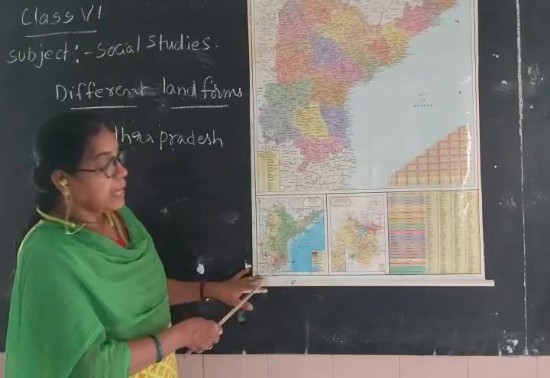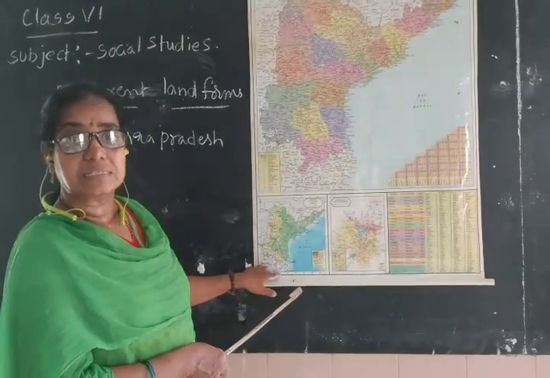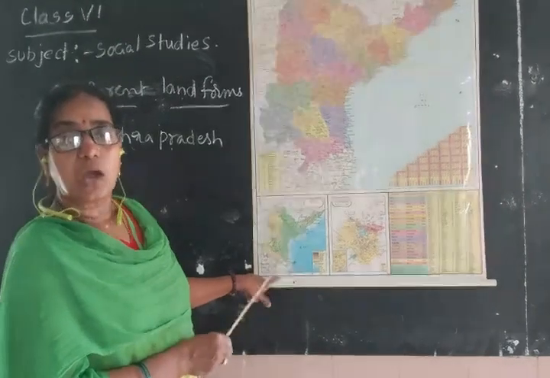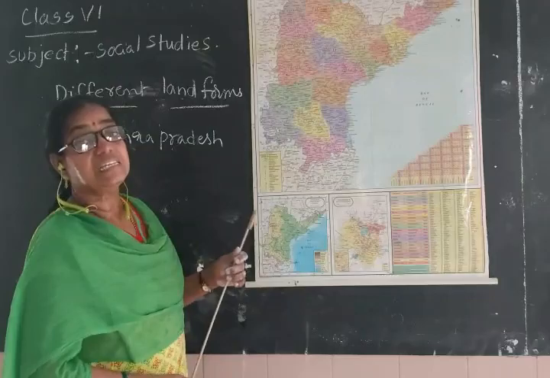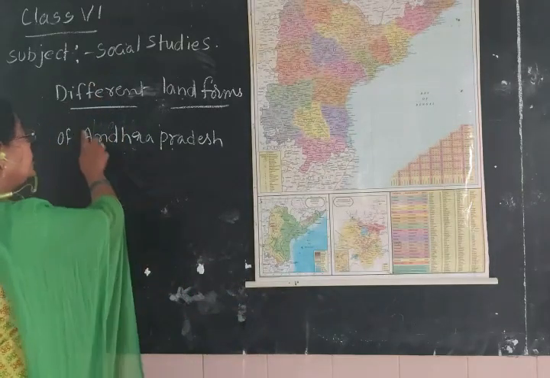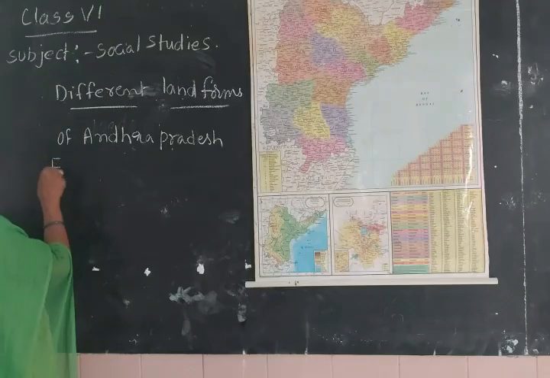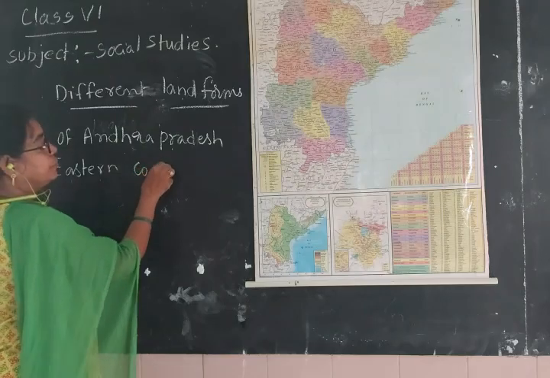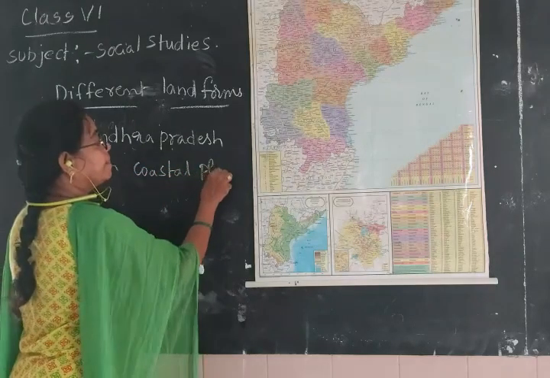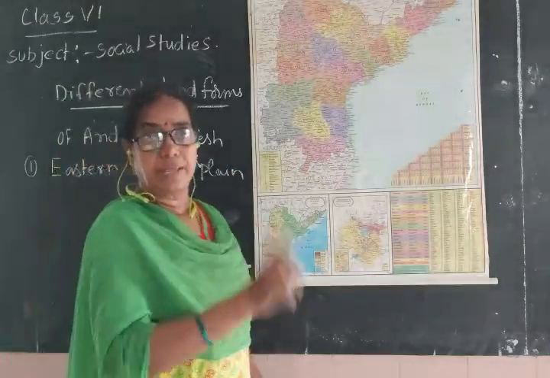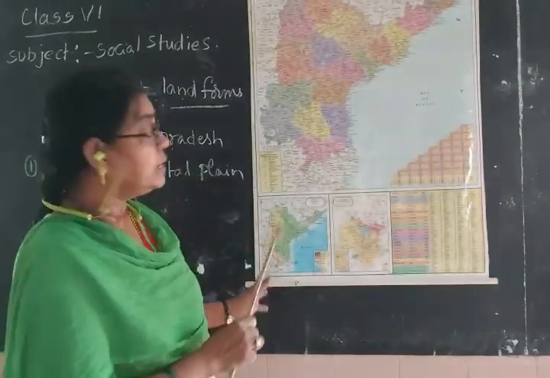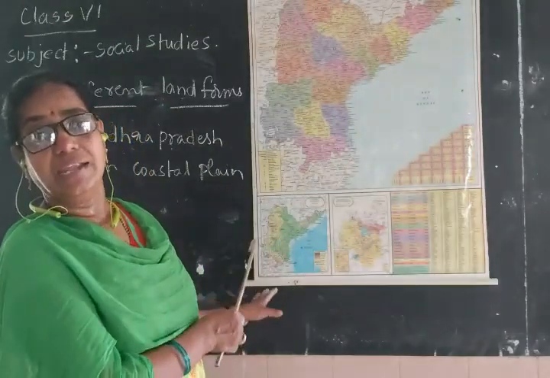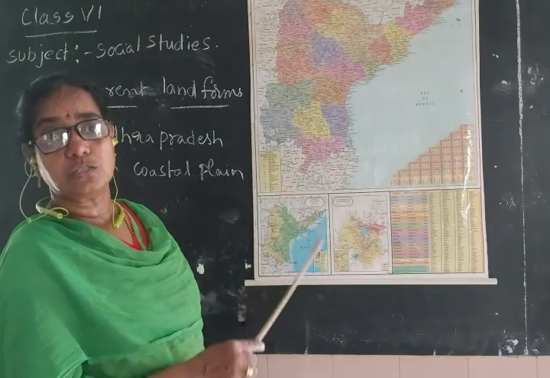the green area. The green area resembles plains. In the map, the green color shaded area is called plain. So, here we can call it the eastern coastal plain. The first of the different landforms of Andhra Pradesh is the eastern coastal plain. Why? Because it is located to the east side of India. That's why it is called the eastern coastal plain.